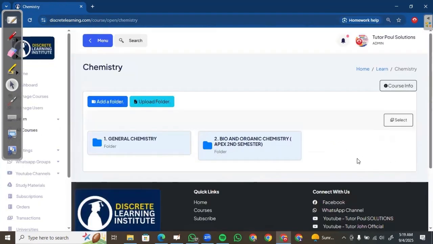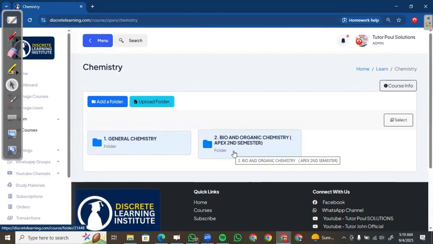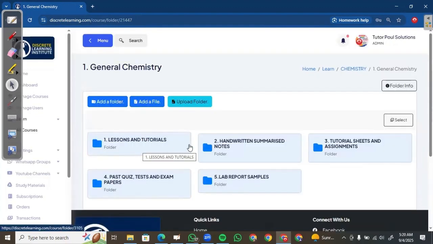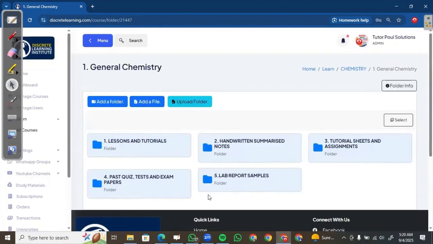So you open the course, it's going to bring 2 folders. There's general chemistry and bio and organic chemistry for those who are doing second semester at Apex. Since you're in first semester, or if you're from any other university, you go in general chemistry. In general chemistry, you're going to find about 5 folders. Here in the last folder, we have some lab report samples. As you're going to do your labs, we have some samples here that you can check, and then you get to have an idea of how to do the labs.